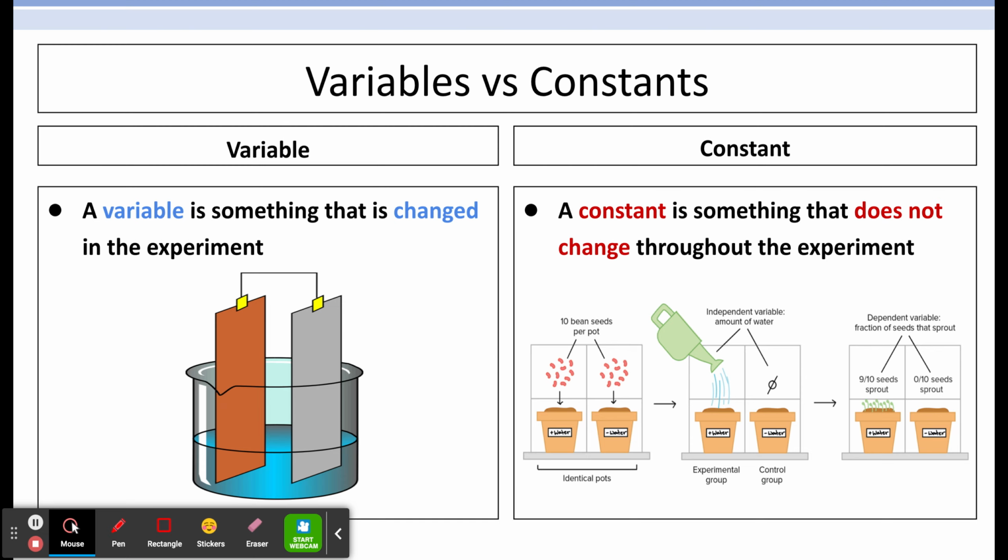So a variable is something that is changed in the experiment. We're looking at the experiment here. We changed what the electrodes are. One is copper, one is probably zinc. So how does that change the electrical current?